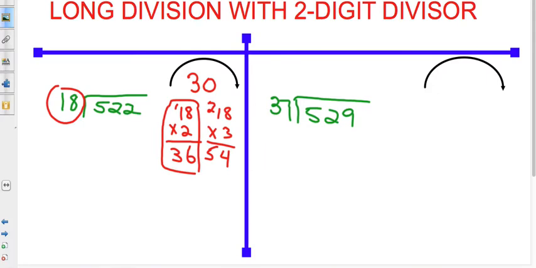Okay? As you can see, I cannot use the 3 for my first quotient. I have to go with the 2. That 2 goes right on top of the 2 in the dividend. 18 times 2 is 36. I now subtract. I have 16, and as we know, we bring down the 2. I now have a divisor of 18, and I am dividing it into 162.